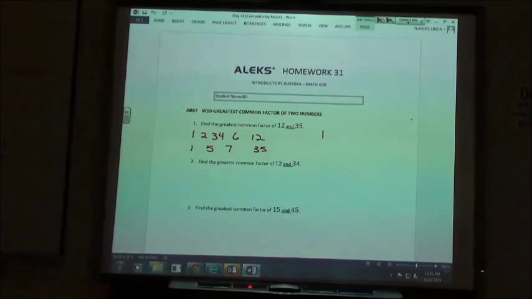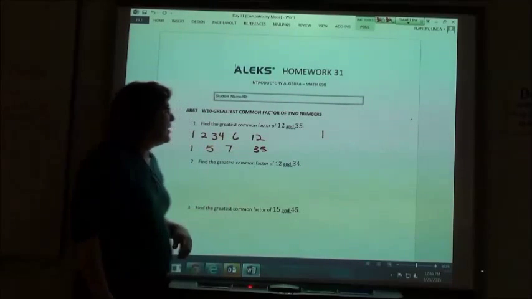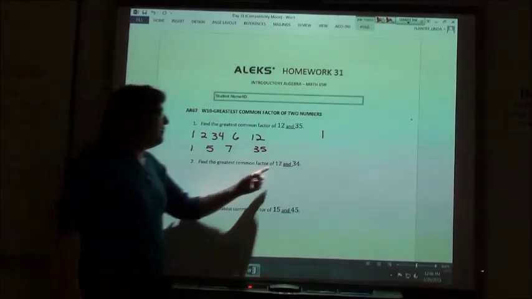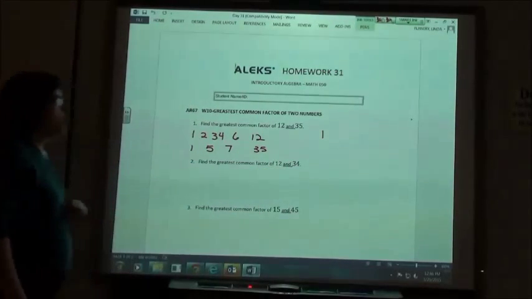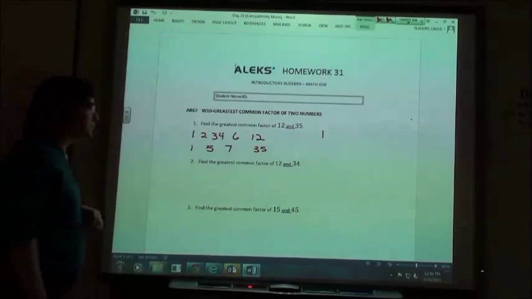So when you're thinking about greatest common factor, you're thinking about greatest. What's the biggest number that's common to both of them, that's a factor of both of them? You could list all of the factors, but a lot of times you could just think of what your greatest common factor is. If I have 12 and 34, what's the biggest number that divides evenly into both 12 and 34? 2.